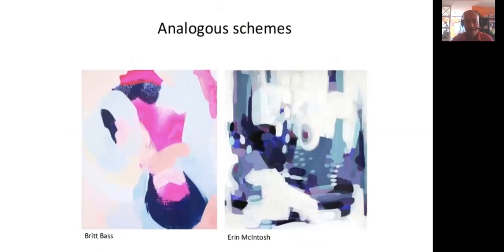Okay, another example. These are actual works of artists. So for example, we have Brit Brass. He uses analogous schemes in their work, as well as Erin McIntosh.